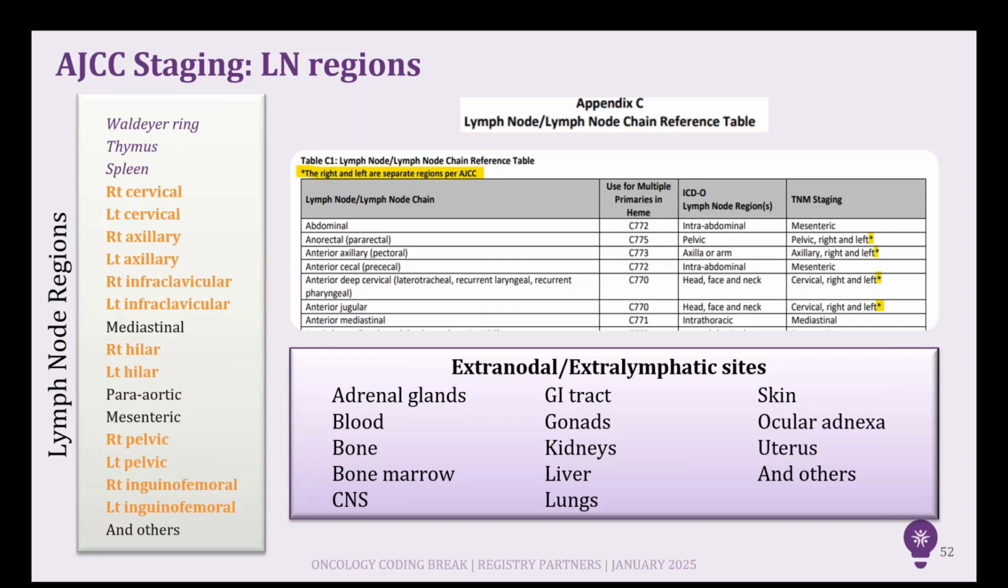Conversely, if the lymphoma involves both the left and right colic lymph nodes, which are mesenteric lymph nodes, AJCC considers this only one region. So again, Appendix C is going to be helpful here. There's an asterisk next to the regions where left and right are considered separate regions. So that's helpful. I've also listed here just the extranodal and extralymphatic sites we commonly see for your reference.